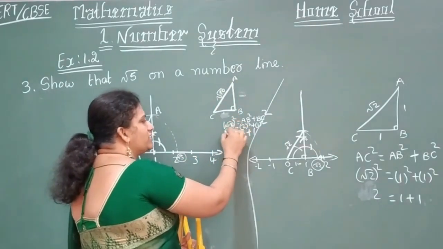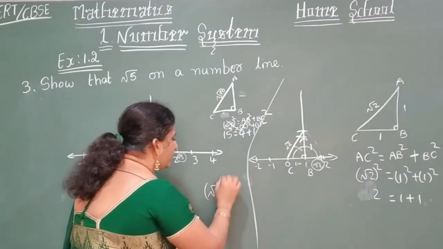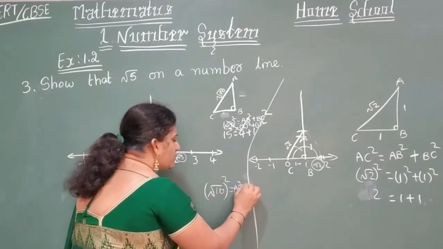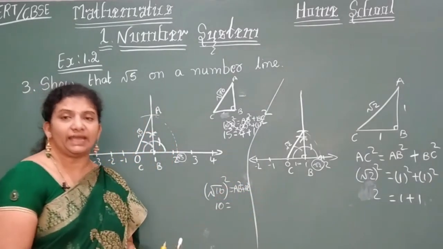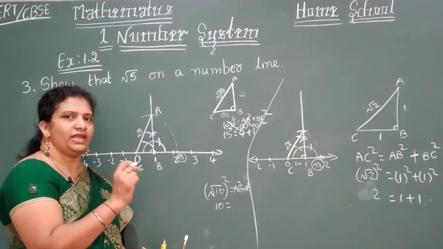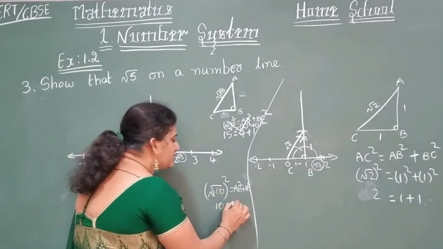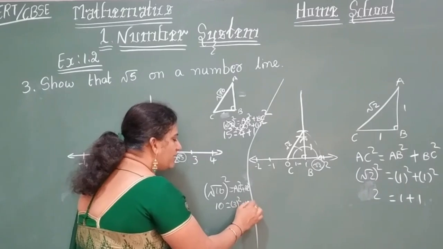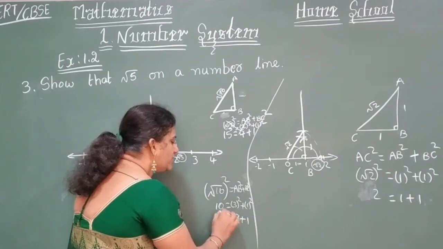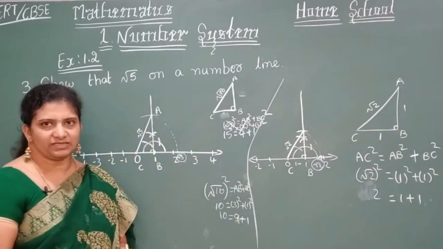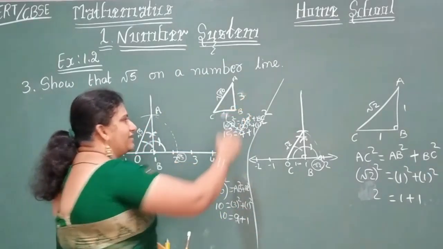Root 10 whole square is equal to AB square plus BC square. Root 10 whole square is 10. You need to split 10 such that you get perfect squares. If not, no problem. Now 10 can be written as 3 3s are 9 plus 1 1s are 1. That is 9 plus 1. 3 3s are how much, children? 9 plus 1 I can split. So what are the sides of your right triangle? This is 3 and this is 1.